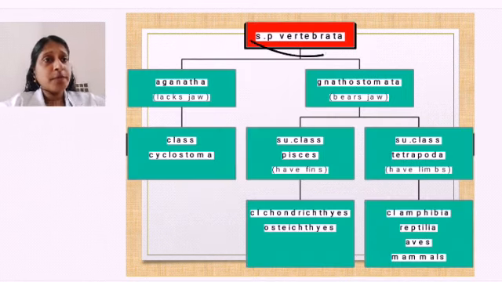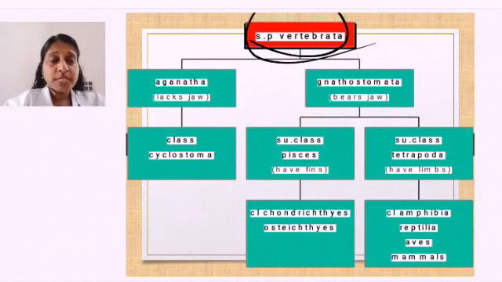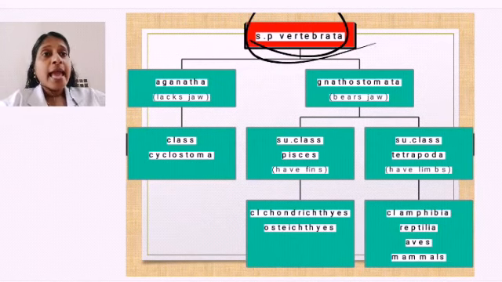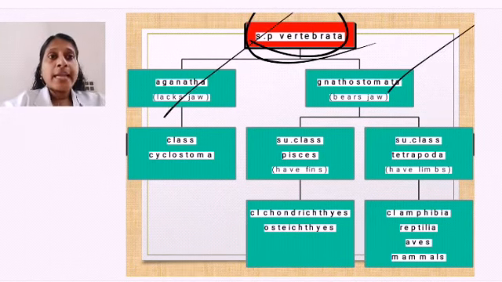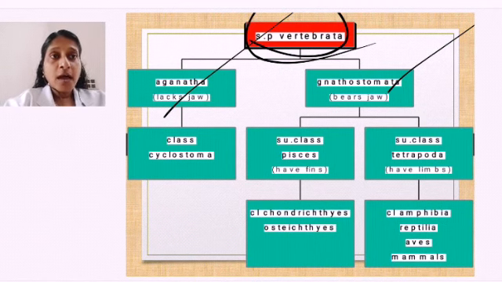Now, the subphylum Vertebrata can be divided into Agnatha and Gnathostomata. Okay, so Agnatha and Gnathostomata are the infraphyla of the subphylum Vertebrata.